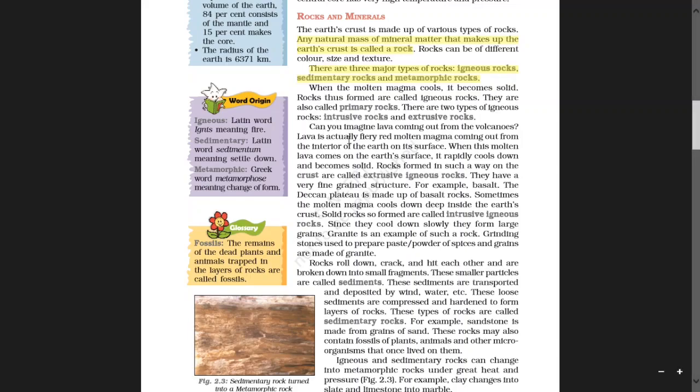Lava is actually fiery red molten magma coming out from the interior of the earth on its surface. Its color is fiery red. When this molten lava comes on the earth's surface, it rapidly cools down and becomes solid.